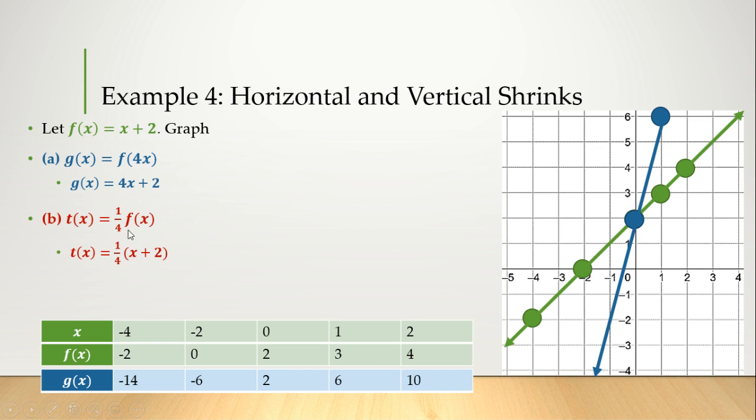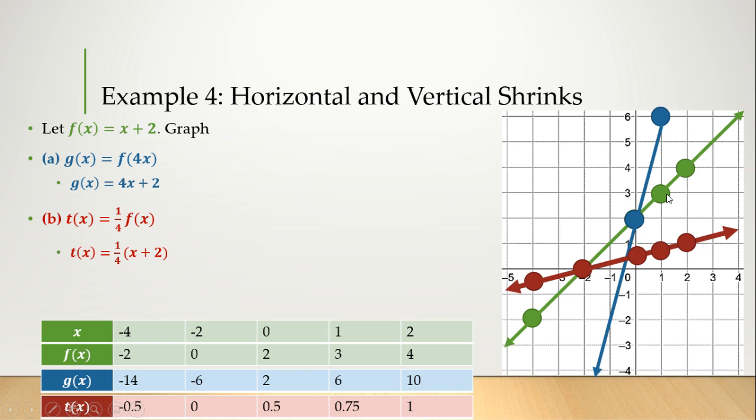Okay, here we're multiplying by a 1/4 outside of f of x. So we do 1/4 of x plus 2. So I just took whatever f of x was and I put the 1/4 in front of all of it. I make my table out of that, find those values, and start graphing them.